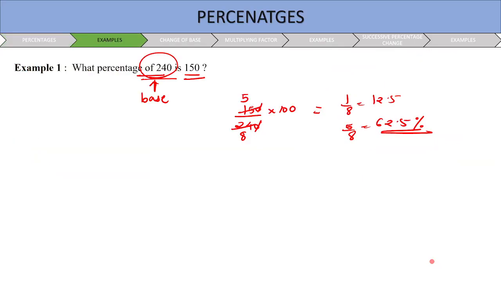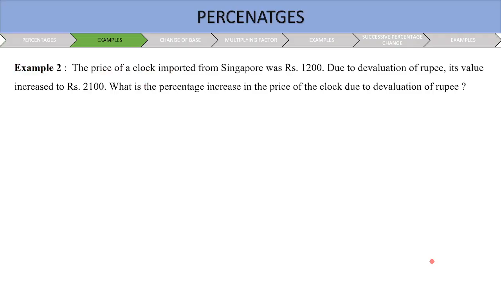Okay. So I hope this sum is clear. The next sum. The price of a clock imported from Singapore was 1200. So the price was 1200. Due to the devaluation of the rupee, its value increased. So this was my initial price, and after the increase, my final price is now 2100. I'm calling it P dash.